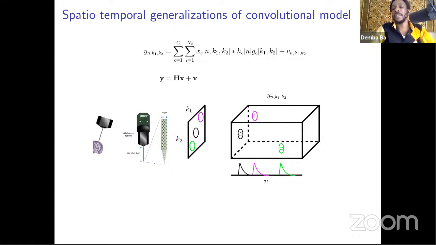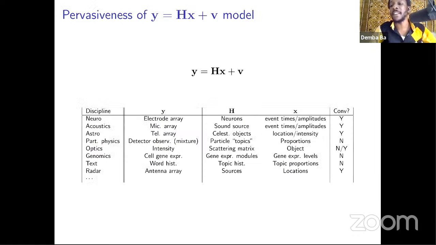I said at the beginning of the talk that I believe that this y equals Hx model is pervasive in science, in physics, in biology, and the slide is meant to convey this. So in neuroscience, the vector y represents data from electrode arrays, H represents neurons, x represents event times and amplitudes. The model is a convolutional one. If I move to something like astrophysics, y could represent data from a telescope array. The H's here could represent the signatures of celestial objects, and the x's here could represent their location and their intensity in the sky. Okay, that model again could be a convolutional model.